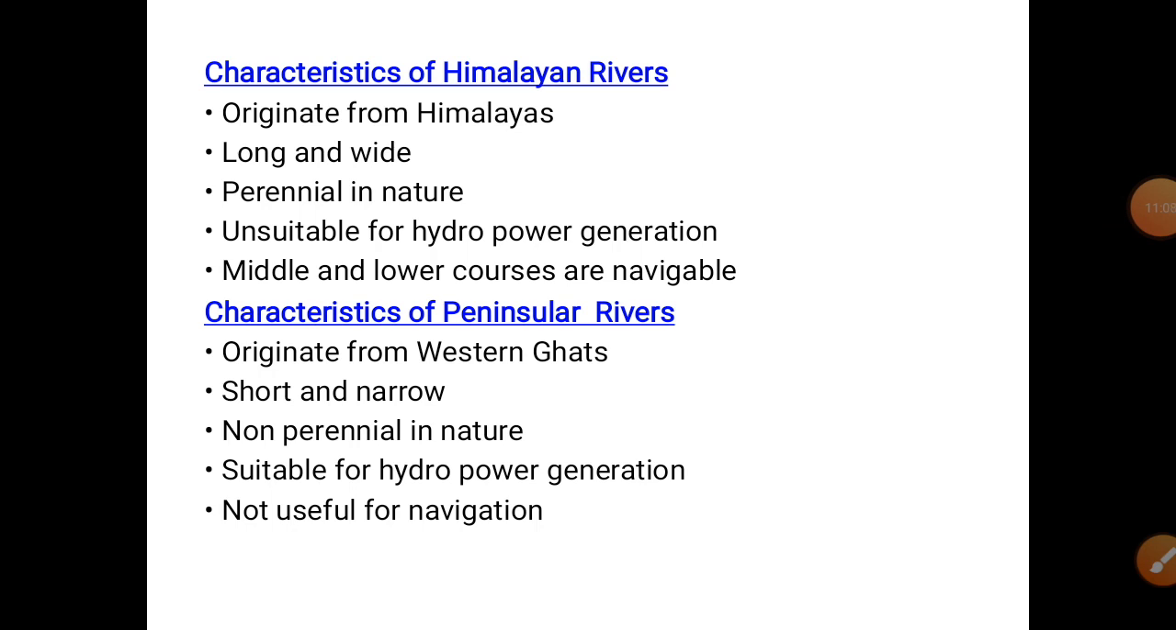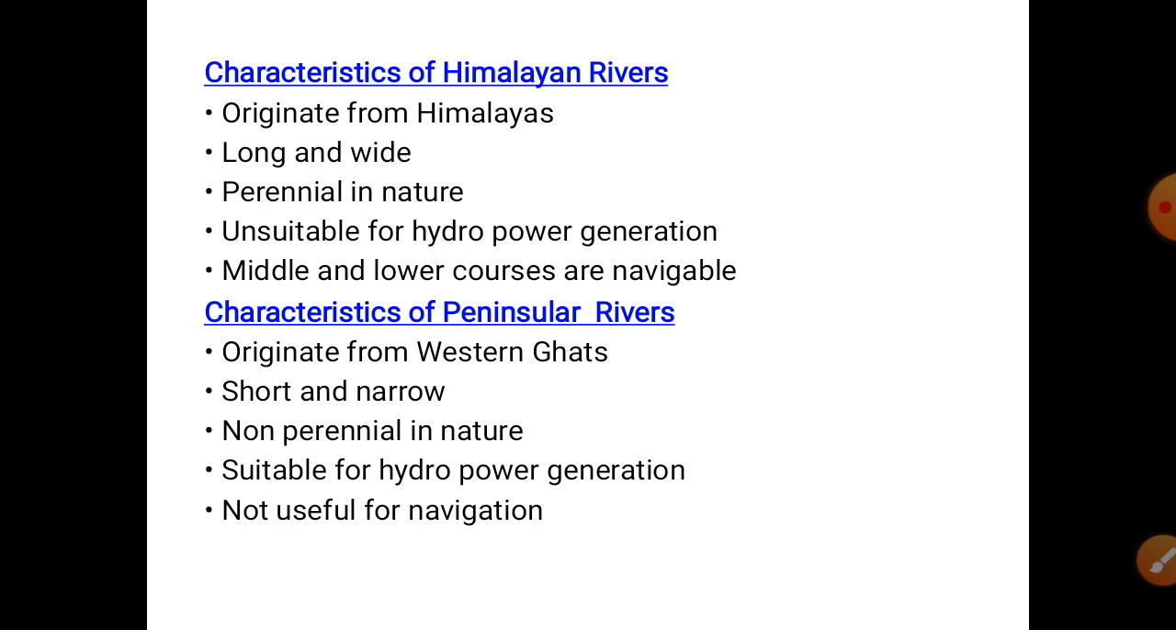Let's see the difference between these two major groups. The Himalayan rivers originate from the Himalayas. They are long and wide. They are perennial in nature. They are also unsuitable for hydropower generation. In Himalayan rivers, the middle and lower courses are navigable.